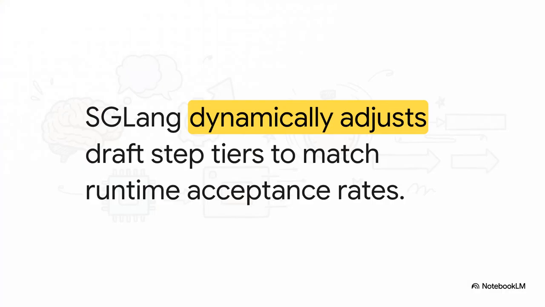Now, what if your workload is highly variable? Say you're sometimes generating highly predictable code and other times creative text. Your acceptance lengths will constantly fluctuate. In this case, use SGLang's adaptive decoding. It automatically tracks your runtime token acceptance rates with an exponential moving average and dynamically switches between speculative step tiers like 1, 3, or 7. It continually optimizes your draft tree depth on the fly, all without needing to restart your server or touch your configs.